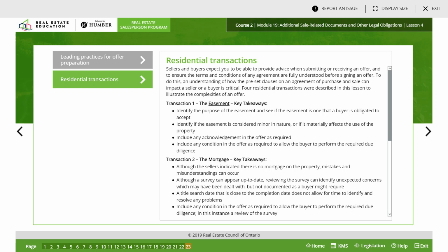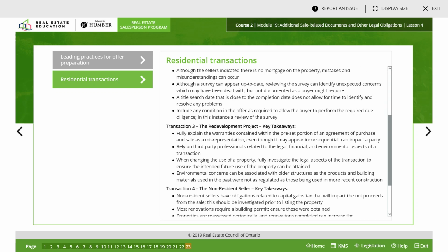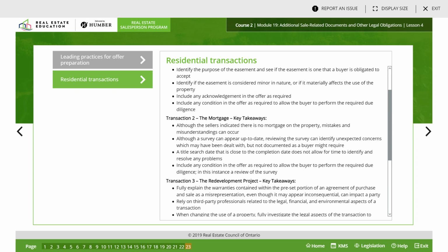Transaction 1. The easement. Key takeaways: identify the purpose of the easement and see if the easement is one that a buyer is obligated to accept. Identify if the easement is considered minor in nature or if it materially affects the use of the property. Include any acknowledgement in the offer as required. Include any condition in the offer as required to allow the buyer to perform the required due diligence.